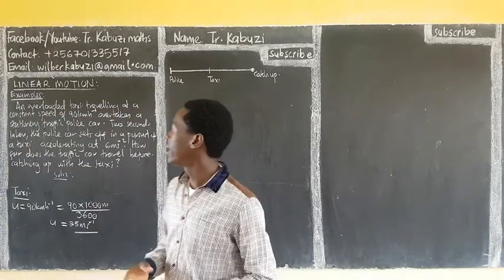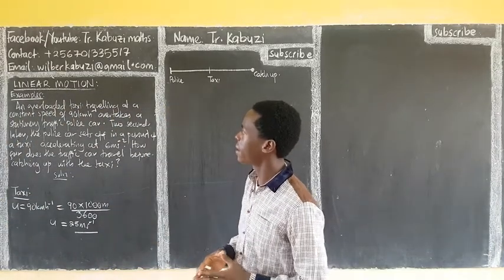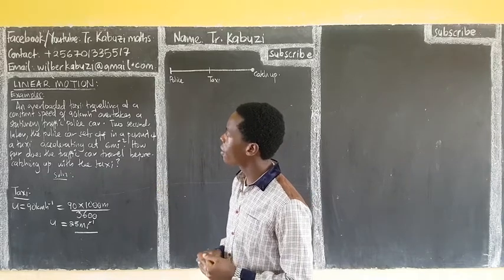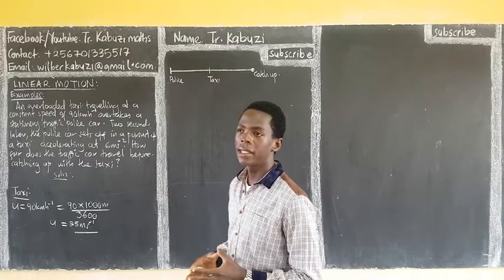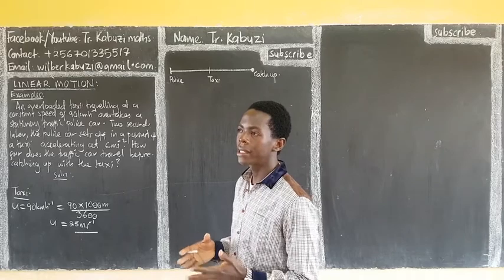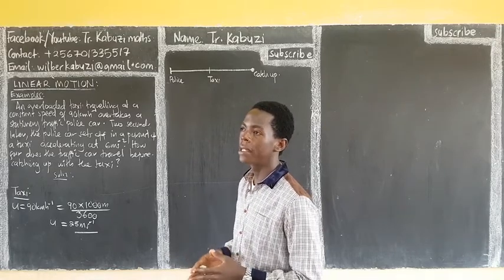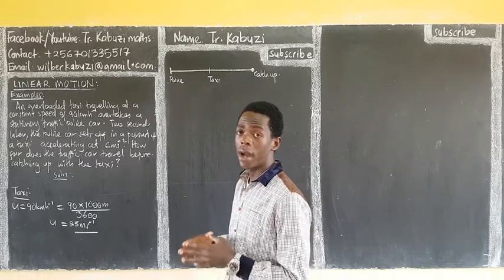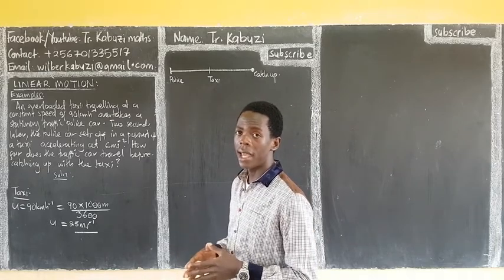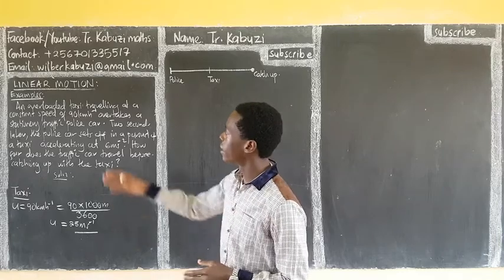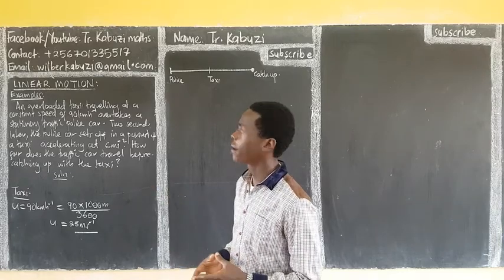Okay, so let us see how to go about this one. It's saying an overloaded taxi. Overloaded means you are taking an excess number of people beyond what you are supposed to take. So if the taxi is supposed to take 10 and you have 12 passengers in there, we say it's overloaded, and that is a crime in traffic offenses.